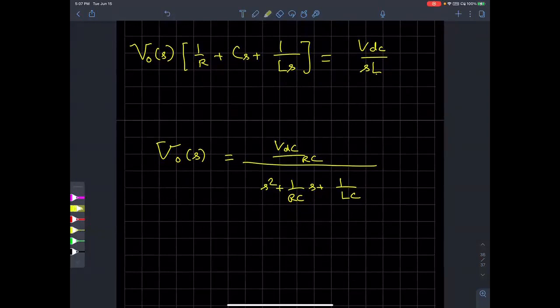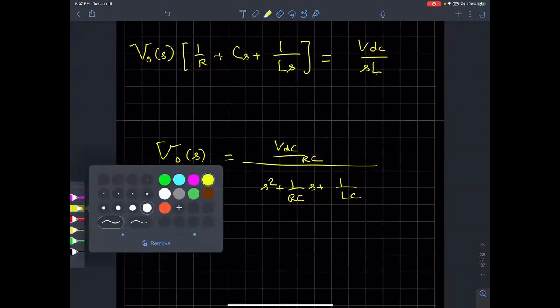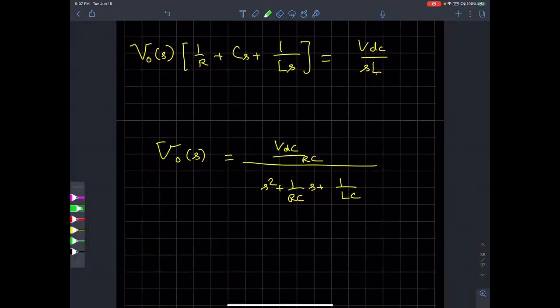All you want to remember is don't forget the fact that this is a polynomial in S. The denominator is a polynomial in S. The numerator is a constant, VDC over RC.